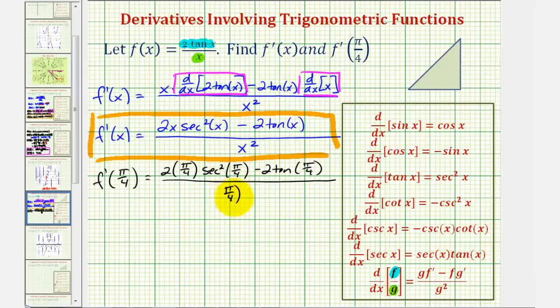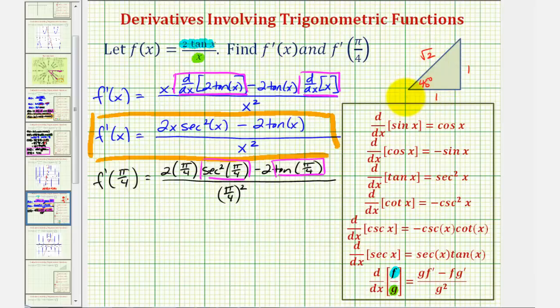over 4 squared. Now we want to find the trig function value for secant squared pi over 4 and tangent pi over 4, and then simplify this. To find these trig function values, let's use a 45, 45, 90 right triangle given here, where if this is 45 degrees or pi over 4 radians, we can label the two legs with length 1 and the hypotenuse square root 2. Therefore, secant pi over 4 would be the ratio of the hypotenuse to the adjacent side, which would be square root 2 over 1, or just square root 2.